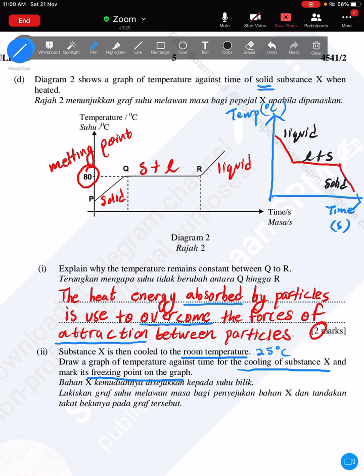Liquid to solid. What phenomenon is that? Liquid to solid. Freezing. Therefore, this particular point is your freezing point. And this freezing point will be 80 degrees Celsius. You must remember, if you are talking about the same substance, the freezing and the melting point will always be the same. Kalau kita tengah bercerita pasal benda yang sama, the freezing and melting untuk reaction tu will always be the same.